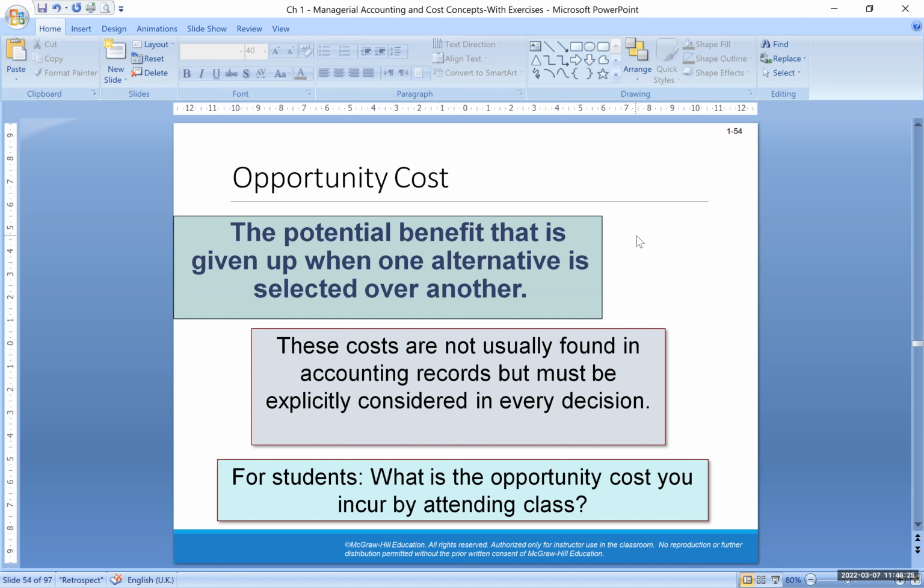For students, what is the opportunity cost you incur by attending the class? So what you are forfeited, what you are given up if you choose to join the university, this is the opportunity cost.